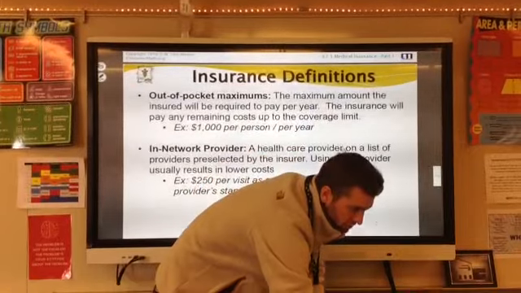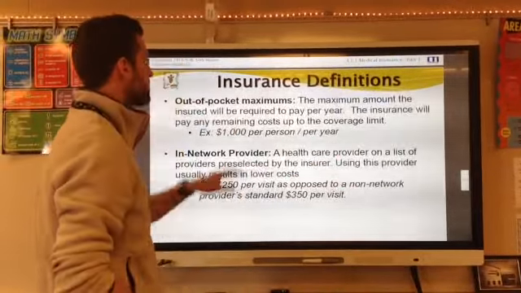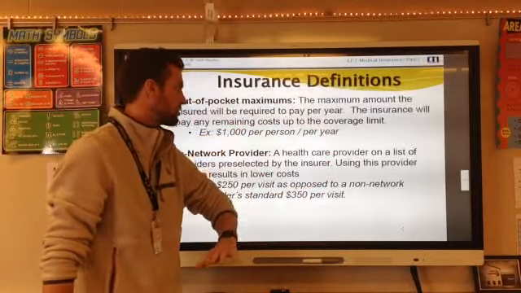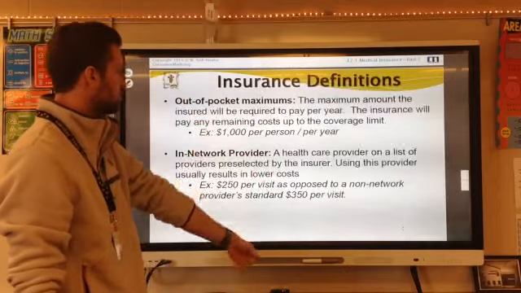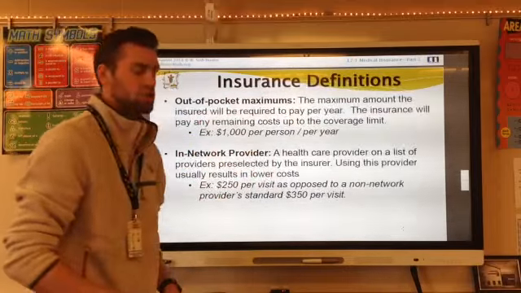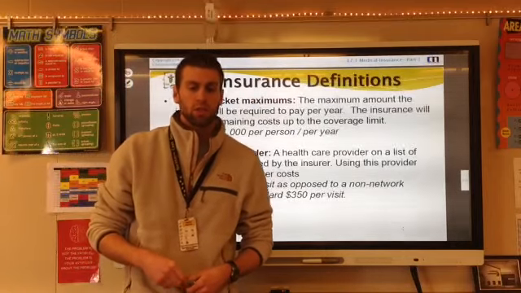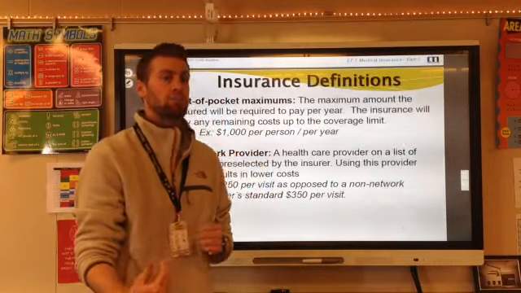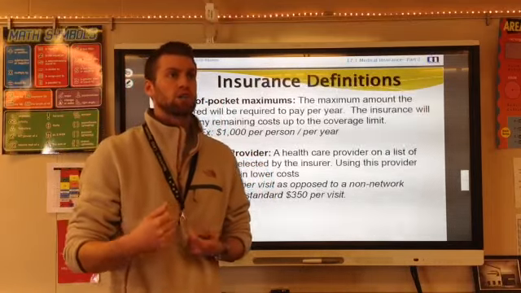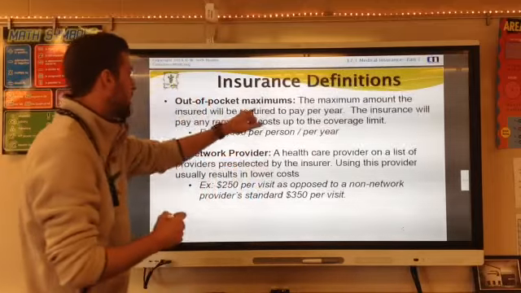Here are some more definitions. Out-of-pocket maximum: the maximum amount that the person will be required to pay per year. Then the insurance would cover anything else up to that coverage limit. So the insurance company might say your premium is going to be $300 a month, but the maximum amount that you have to pay is $5,000. Excuse me, not a month. The maximum amount that you'd have to pay in a year would be $5,000. That would be the out-of-pocket maximum.